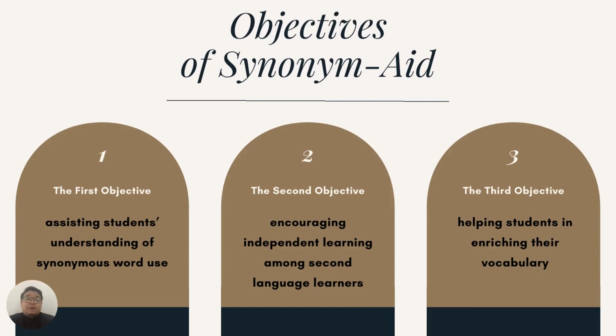Moving on to the next part, we have three objectives to be achieved by using Synonym-Aid. The first one, we aim to assist students' understanding of synonymous word use in graph analysis. The next one is to encourage independent learning among second language learners in doing their tasks and assignments. And lastly, we want to help students in enriching their vocabulary, especially in analyzing a graph. So now, for the usage and testing of Synonym-Aid, my friend Suhaila will further explain.